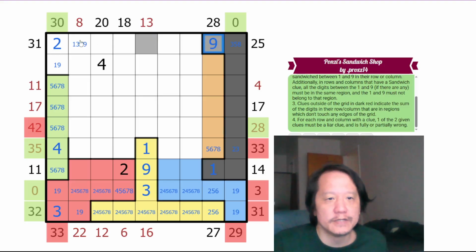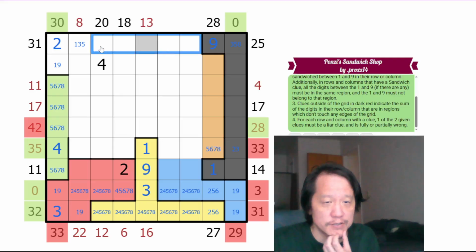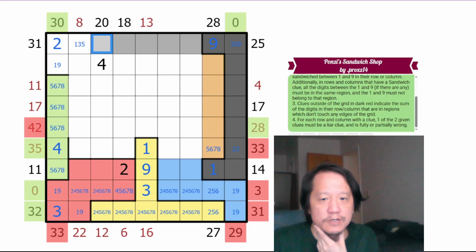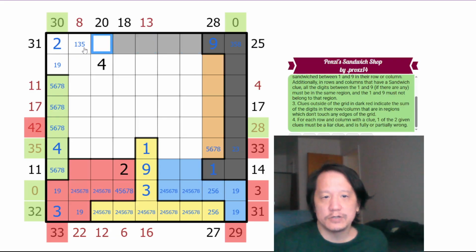This is a 9, so this can't be 9 here. We also know all of these are in the same region. We don't know if it's up to here. We know these 4 are in the same region, because we don't know if it stops here or if it stops here.